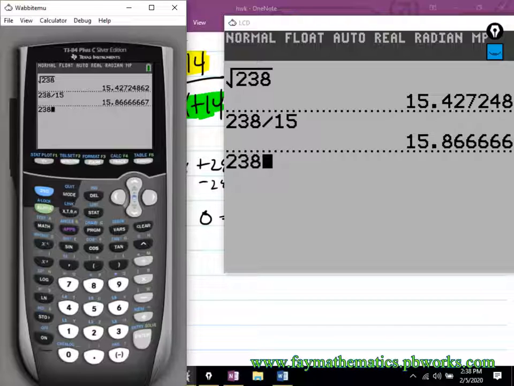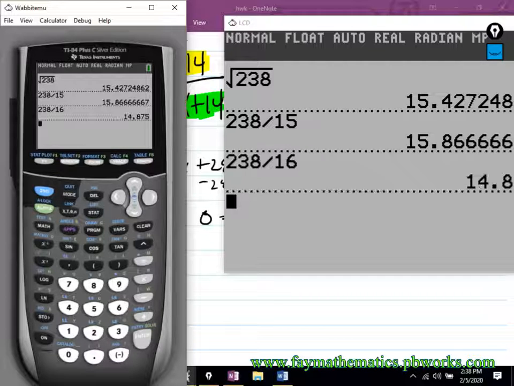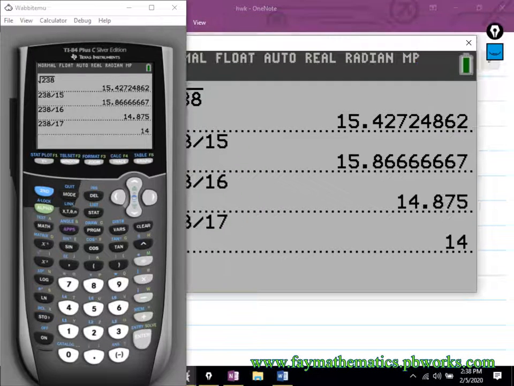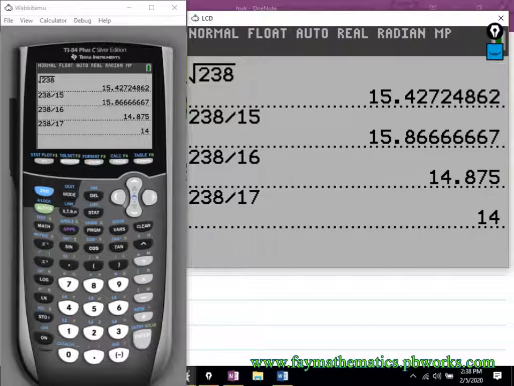So if you want to go up, it would be 16, right? So divide by 16, and it doesn't give me a whole number. So I'm going to go up again by 1. So 238 divided by 17 gives you a whole number. So what's that tell me? It tells me that 238 is equivalent to 17 times 14.